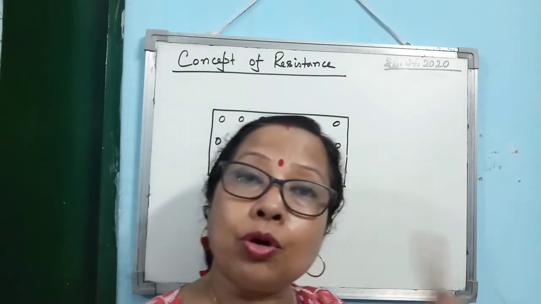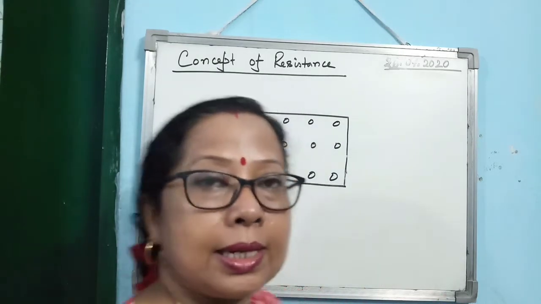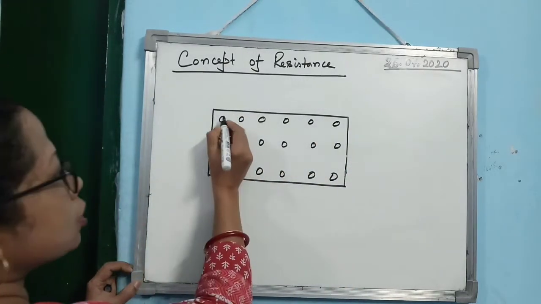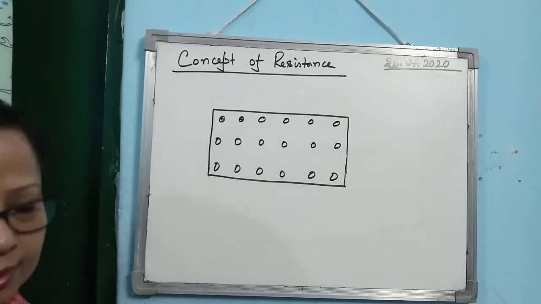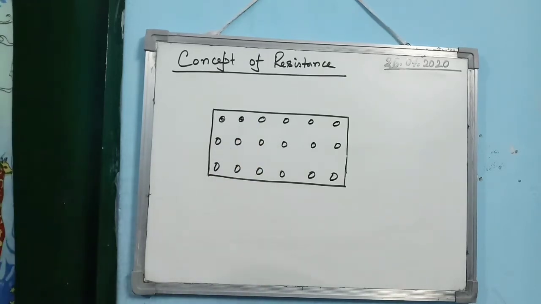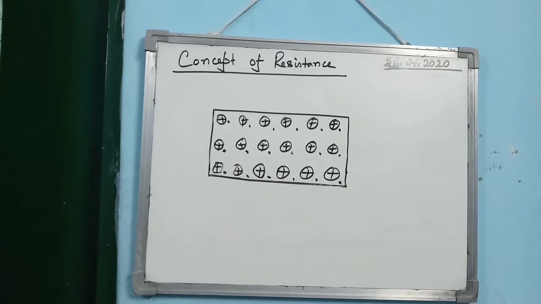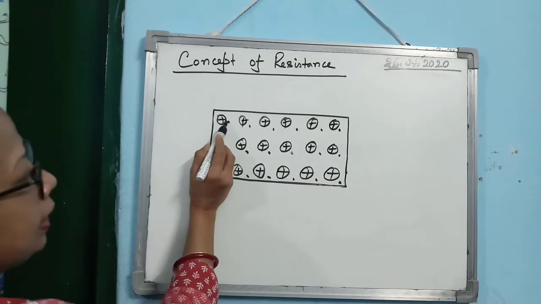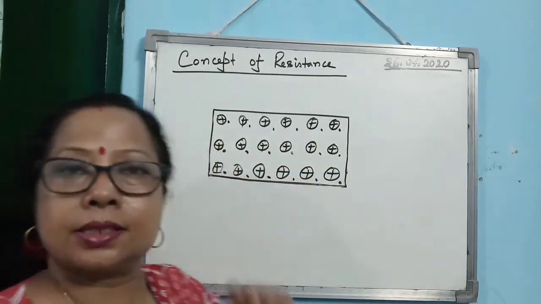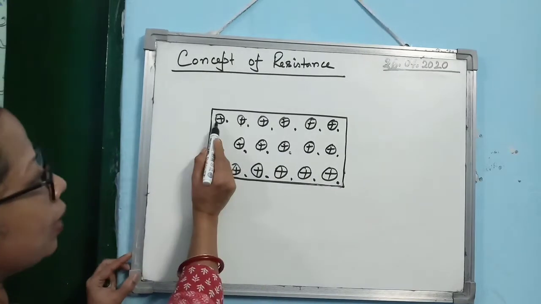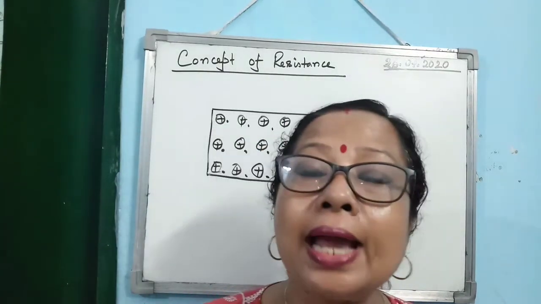The outermost electrons, which are loosely bound to the nucleus, will come out. So you see, when electrons come out from the atom, it becomes positively charged. I am making it bigger. When an electron has come out, the atom becomes a positively charged ion. These positive signs are the ions, and they are immobile ions.